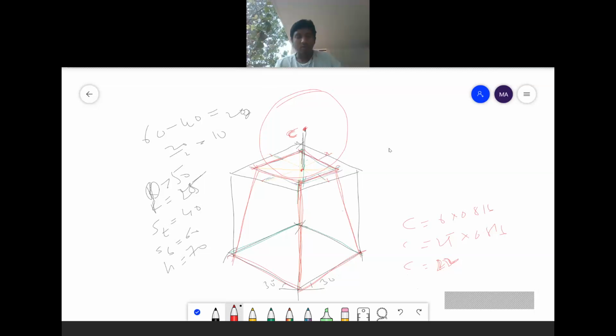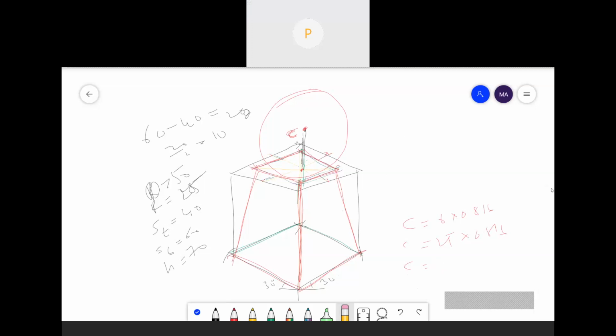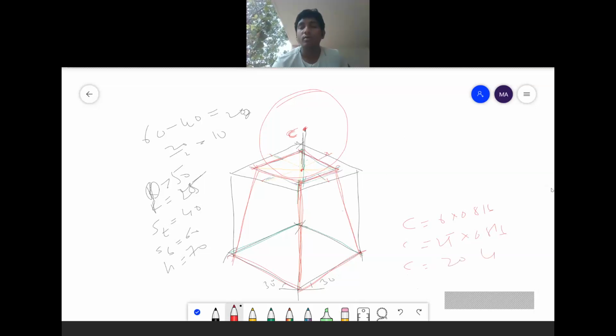It's 20 or 22, I think so. If we calculate it, okay, 20.4. The value will be 20.4, not 22. This value will be 20.4 mm. Here in the drawing, all the dimensions are in mm only. Understand?